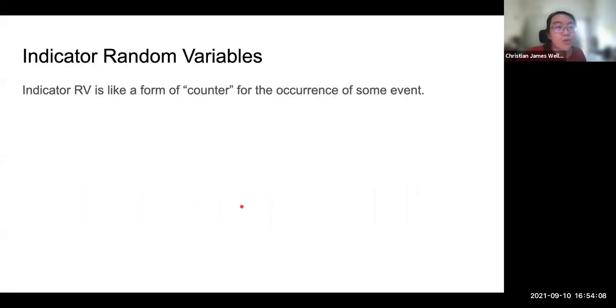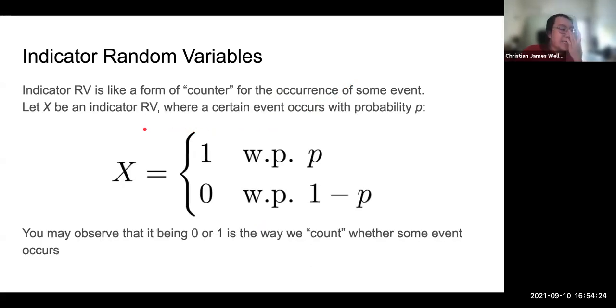Okay, so an indicator random variable is a special case of a random variable. It is a form of counter, a counter for the occurrence of some event. It counts whether something happened or not. So we let X be an indicator random variable associated with a certain event that occurs with probability p. The indicator is either 1 or 0.